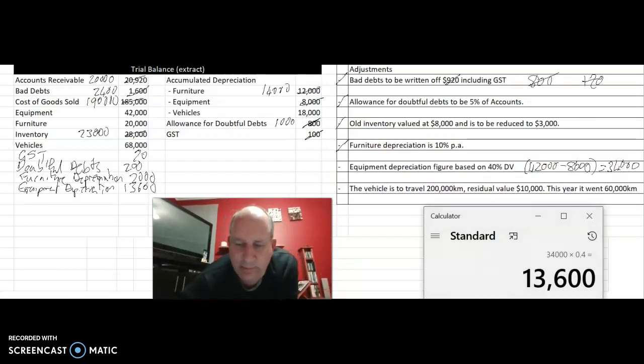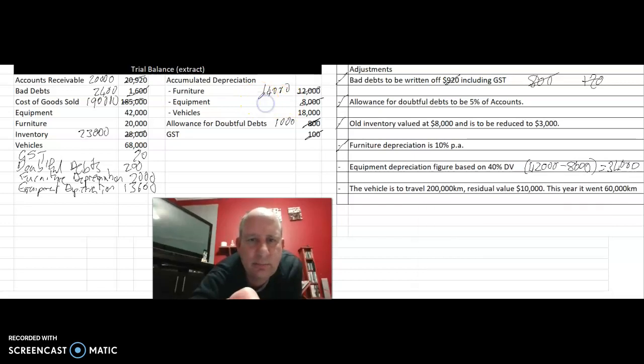So we're going to add the 8,000. So the new figure over here, 21,600. So I've added 13,600 to both sides, cross it out. And the tricky one, the last one, is the units of use.